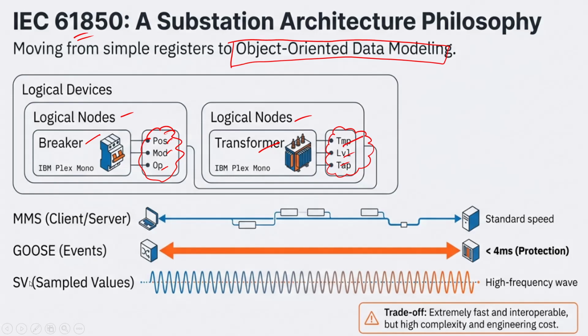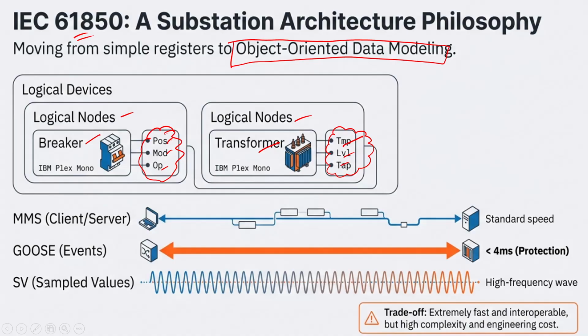The third part is SV, that is sampled value. What this will do is digitalize the analog form. Basically we only get analog signals from these breakers and transformers, right? So sampled value will convert this analog form into a digital format for our data processing and data modeling. So that is MMS, GOOSE and SV combined.